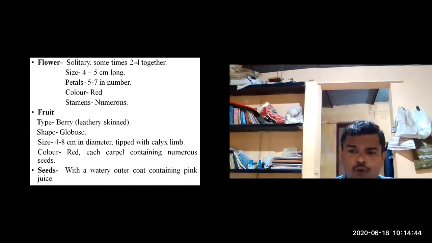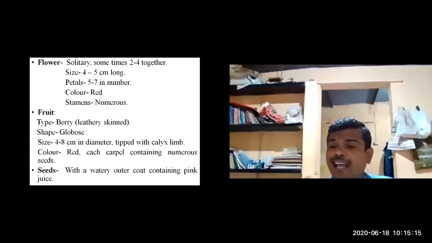Next we'll move to the fruit. The type of fruit is berry, particularly leathery skinned. A berry is usually like a tomato, where the outer layer is very thin. But here the outer layer is leathery, skinned, thick in nature. That is why they consider it a berry. The shape is globose, that is Uttaphala. The size of the fruit is 4 to 8 centimeter in diameter, and depending upon the geographical variation, it may vary.